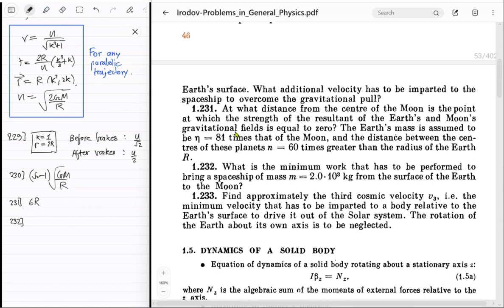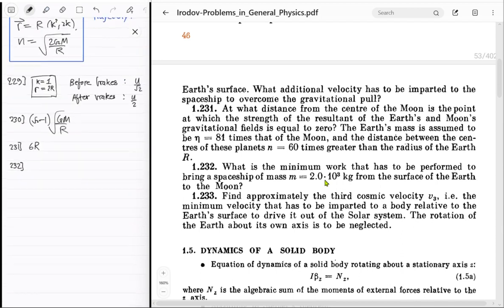I hate this. Having less data than what is needed. How do I solve this? I know how to solve this, just that I can't because I have not been given any data. Oh, come on. So what minimum work has to be performed to bring the spaceship from there to there?